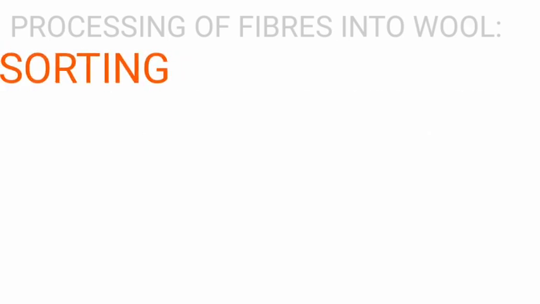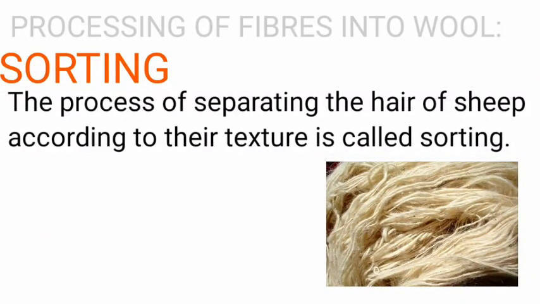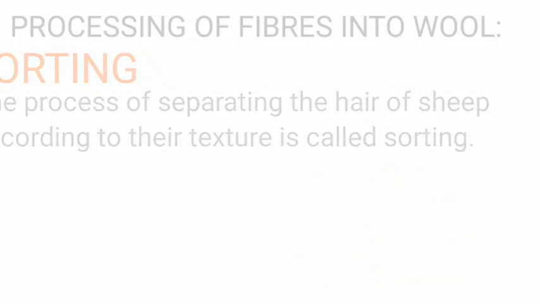Then sorting. The process of separating the hair of the sheep according to their texture is called sorting. In this process, the hair is sent to factories for separating according to their texture. It means that the fibers obtained from scouring have different textures and they are sorted according to their texture. For example, coarse hair is used in making rugs and fine hair is used for making clothes.